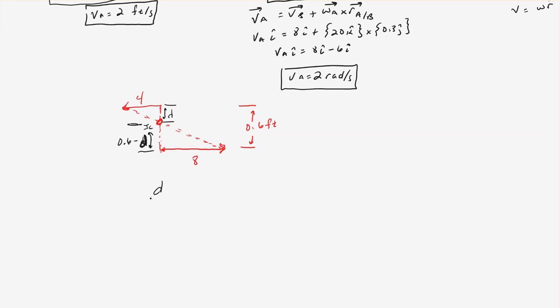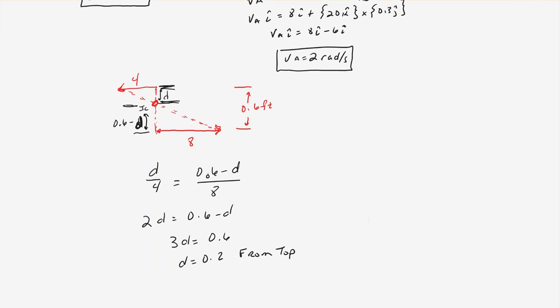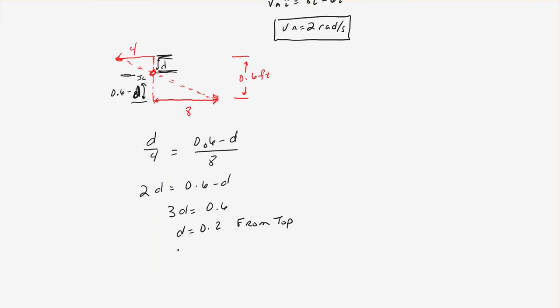Then you can say d is to 4 as 0.6 minus d is to 8. So 2d is equal to 0.6 minus d. So 3d is equal to 0.6. d is equal to 0.2. Now, that's 0.2 from the top. Okay, remember? Because d's right here, it's measured from the top. And so it would be 0.4 from the bottom.